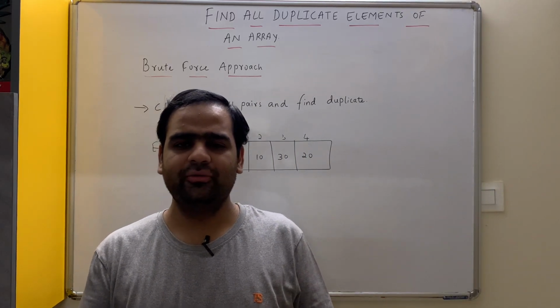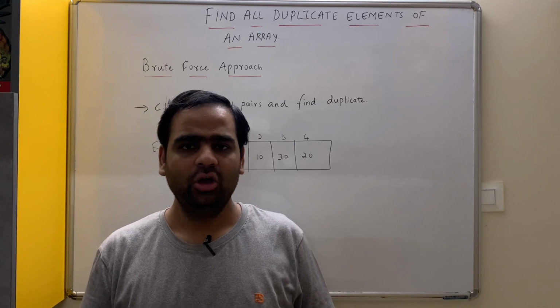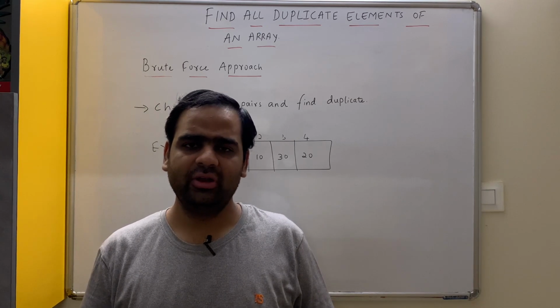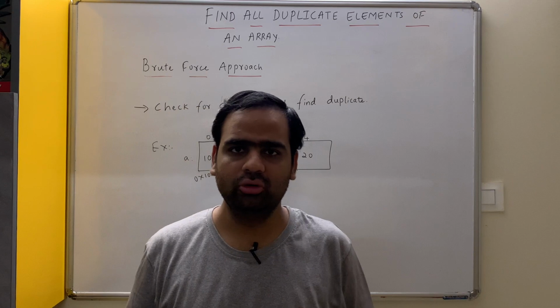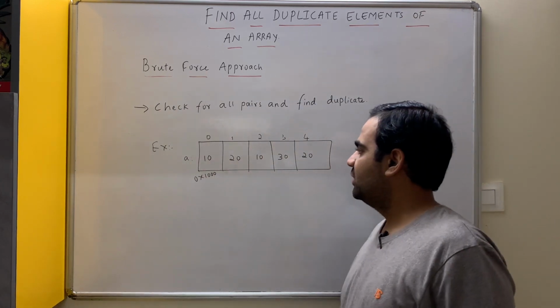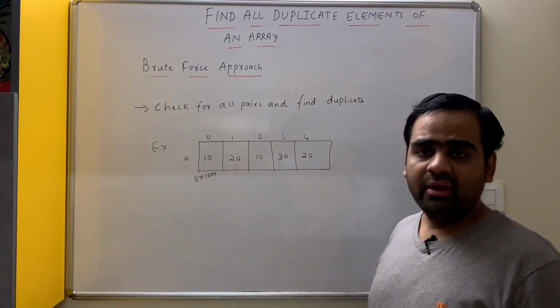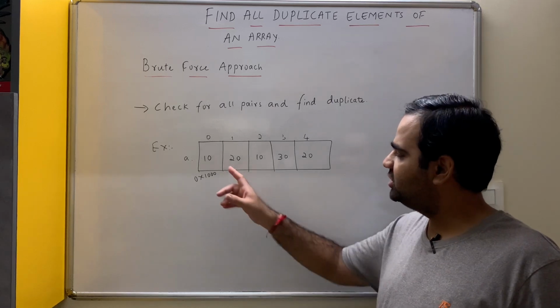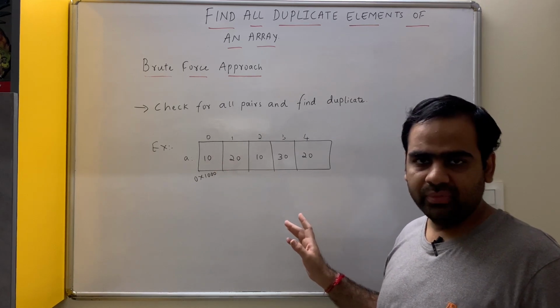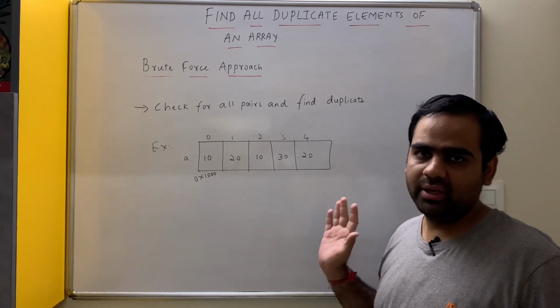In this video, we will see how we find all the duplicate elements of an array using the brute force approach. Now, suppose this is the array. What we do over here is check all the pairs and report the duplicate elements.